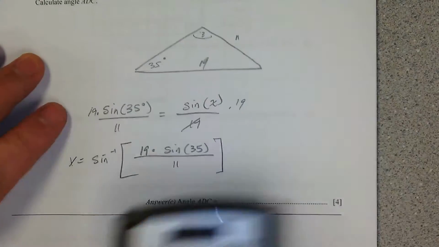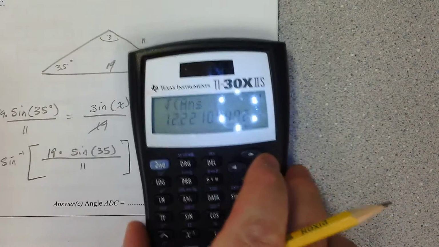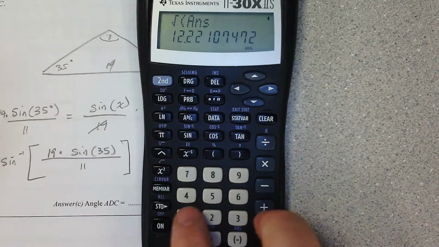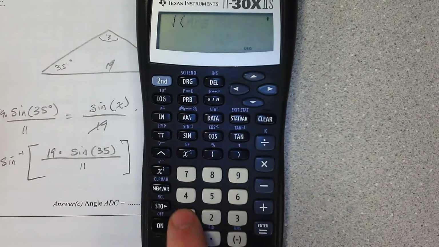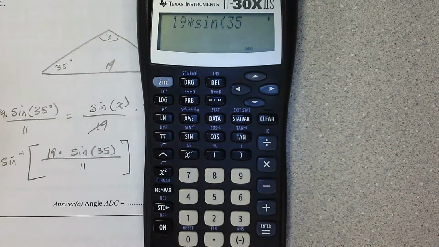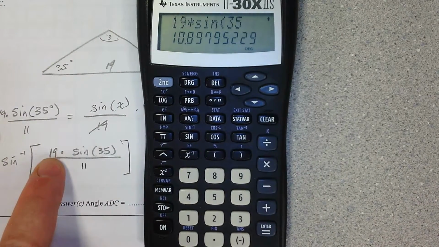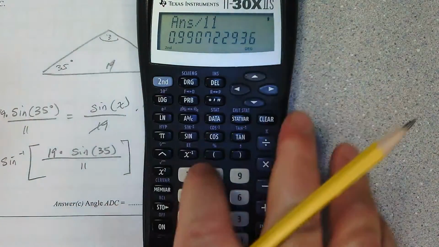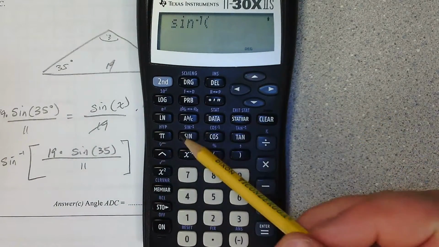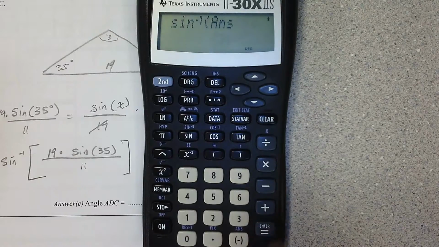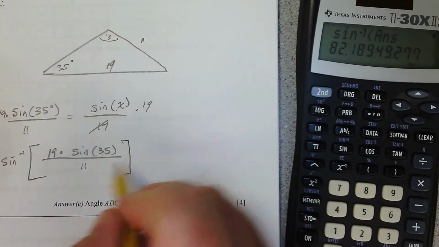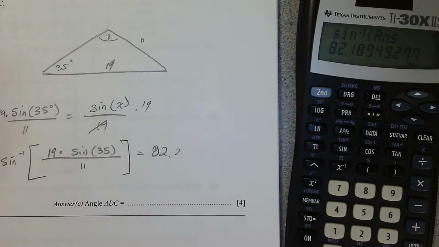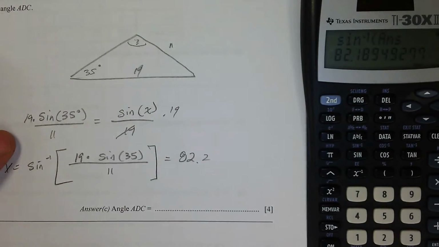divided by 11. Okay, so once again, calculator, you got to be careful with these right here, right? So let's be careful not to make any mistakes here. So probably do it twice. I'm going to do the inside calculation first, and then I'm going to take the arc sine. So 19 times the sine of 35 equals. I have to do the order of operations. So I'm doing the top first, divided by 11, and 0.99. Second, sine. That gives me arc sine of my answer. 82. So this says 82.2, which is an acute angle, right? That's an acute angle. 82.2 is an acute angle.